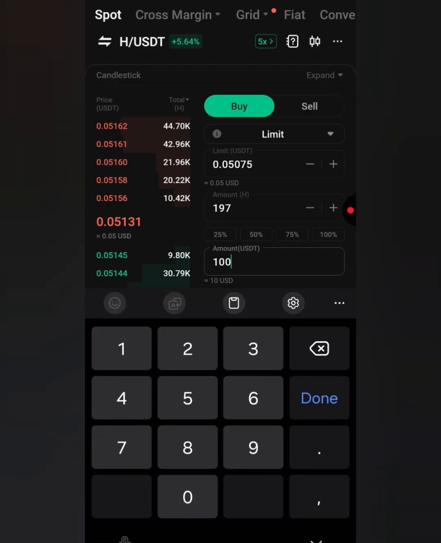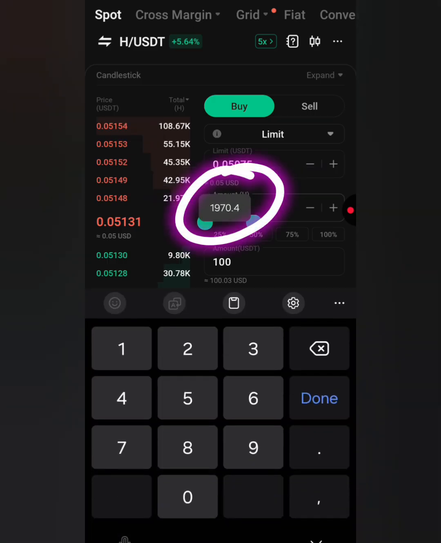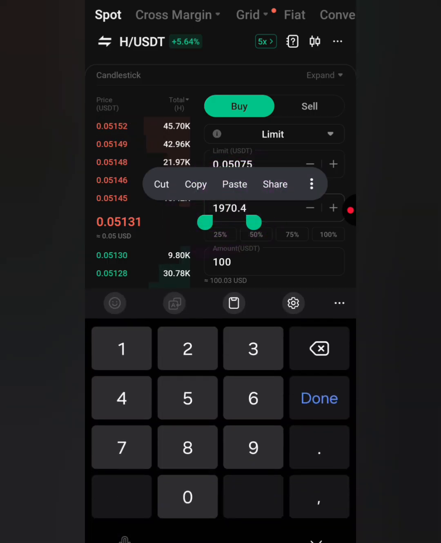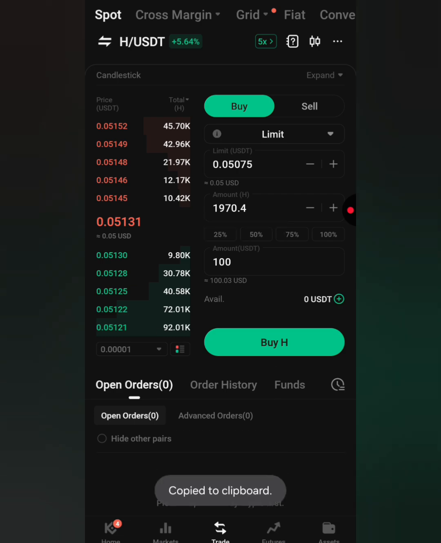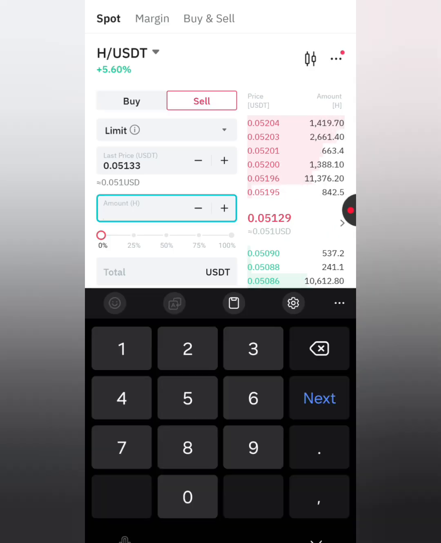So let's say you're purchasing 100 USDT of this token. It will give you about 1,970 H tokens back, okay? So I'm going to copy this. Then we'll head over to BitMart. Coming to BitMart, we're going to paste it right here to see how much it will sell for.